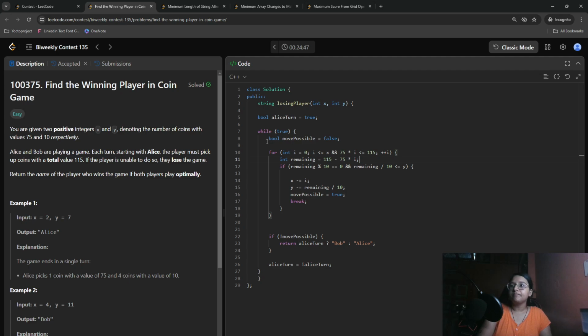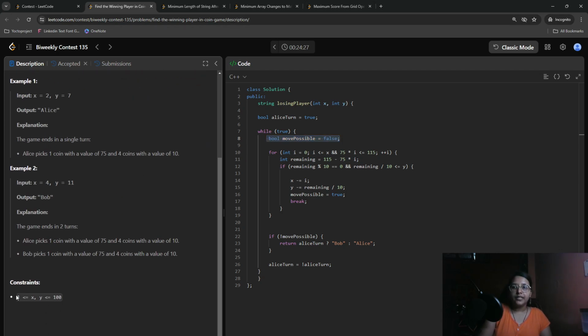Now, as the first turn is of Alice, Alice turn equals true. Now move possible or not, at the starting we are marking it as false, because there could be a possibility that Alice herself is not able to take the turn because of an insufficient number of coins. As per the constraint the coins could be a minimum of 1, fine, but what if both x and y are 1 only, then at that point Alice would also not be able to take the turn, right? So that's why at the starting we are making move possible false.